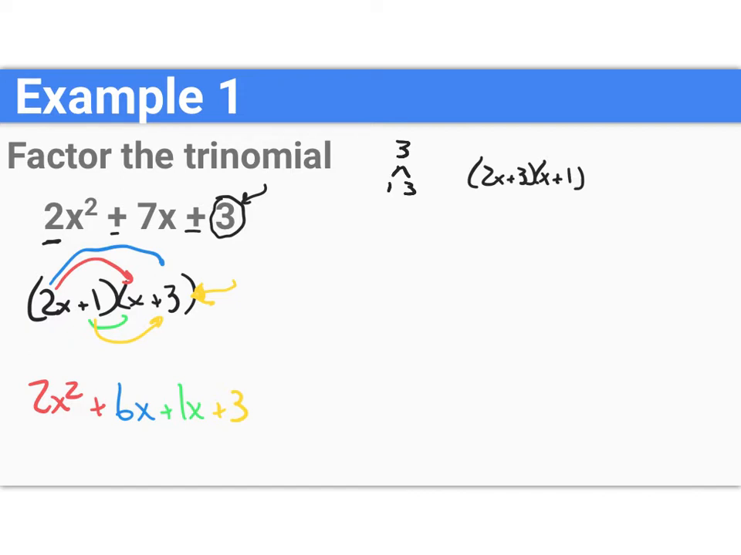Sometimes you're going to have to get your factors and try both. Now, let me show you how the other one works out. If I do my firsts, I get 2x squared. If I do my outers, I get plus 2x. If I do my inners, I get 3x. And if I do my lasts, I get 3. I get 2x squared plus 5x plus 3. And as you can see, this is not the original trinomial. So this does not work.